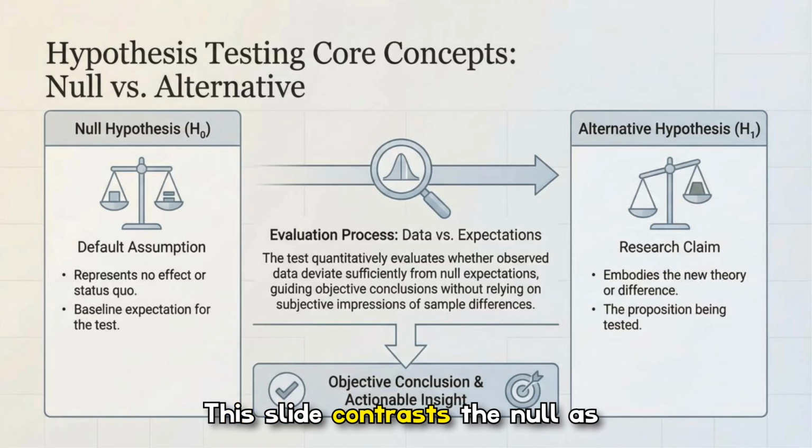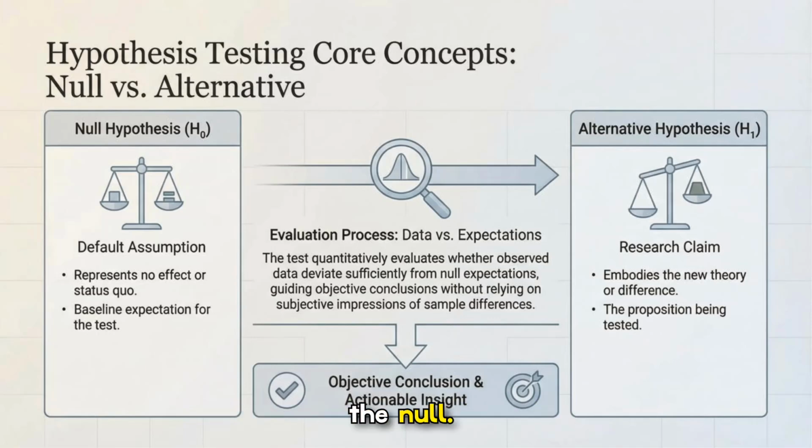This slide contrasts the null as the default assumption with the alternative as the research claim, and highlights the evaluation process. We compare observed data to expectations, using objective tests rather than impressions, then draw a clear conclusion that yields actionable insight based on whether the data sufficiently deviates from the null.